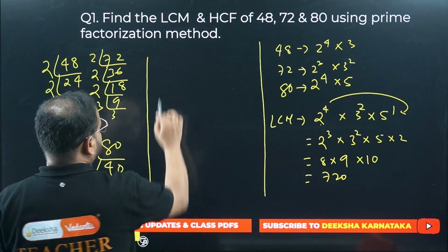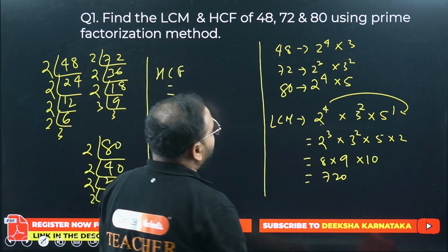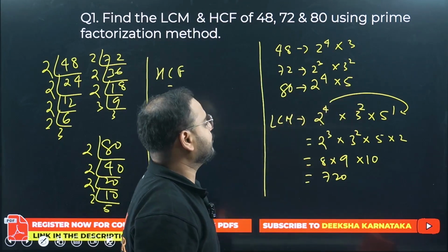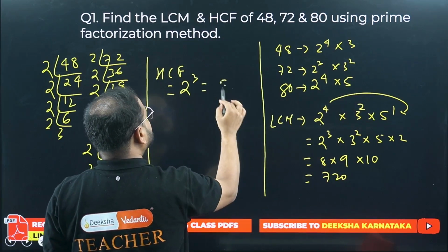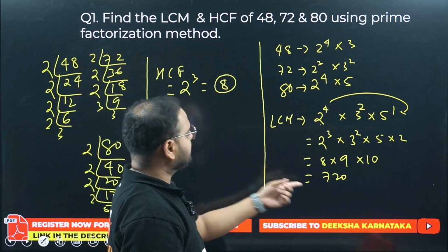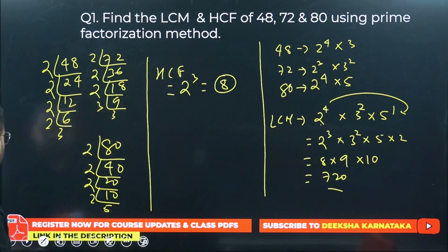What about HCF? For HCF what do we do? Only common factors with least power. So the common factor is only 2. There is no 3 in the third one. So I have written 2 with the least power, which is 3. So the answer is 8. My HCF is 8 and LCM is 720. I hope this is simple and I hope you understood this.